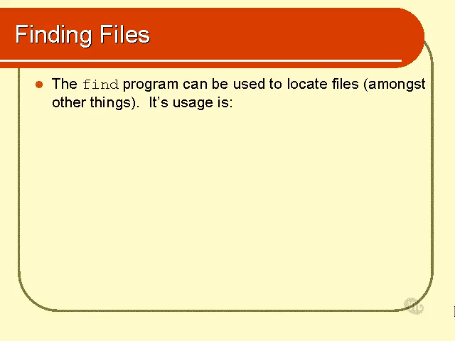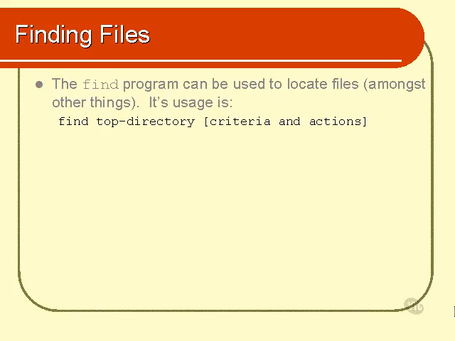Anyway, its usage is, in general, you type in find, then you specify the name of the directory in which you want to search for the files. Now, what will happen is find will look in that directory, and then it will look in all subdirectories, and then in all subdirectories of those directories, and so on. It will look down the entire subtree, down the entire branch.